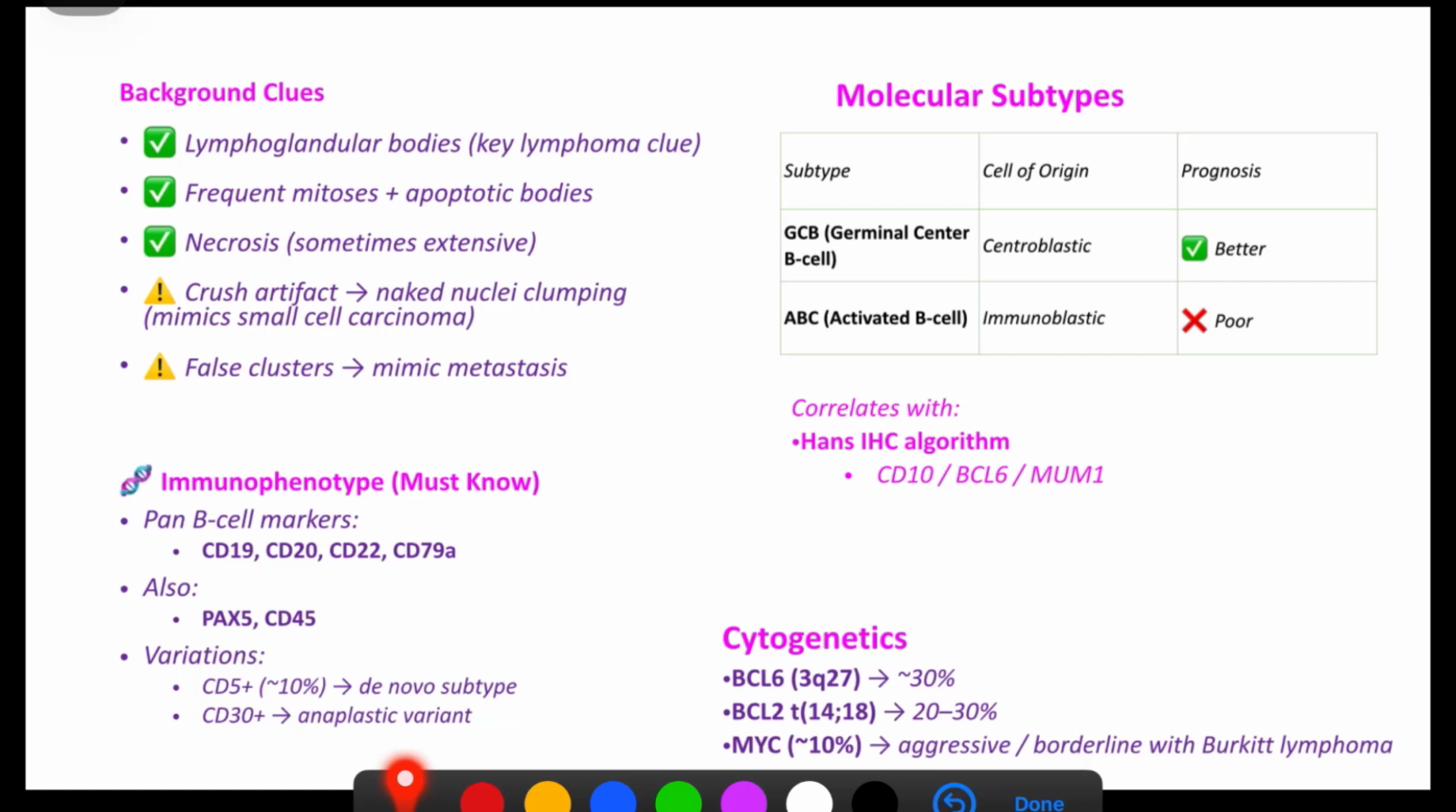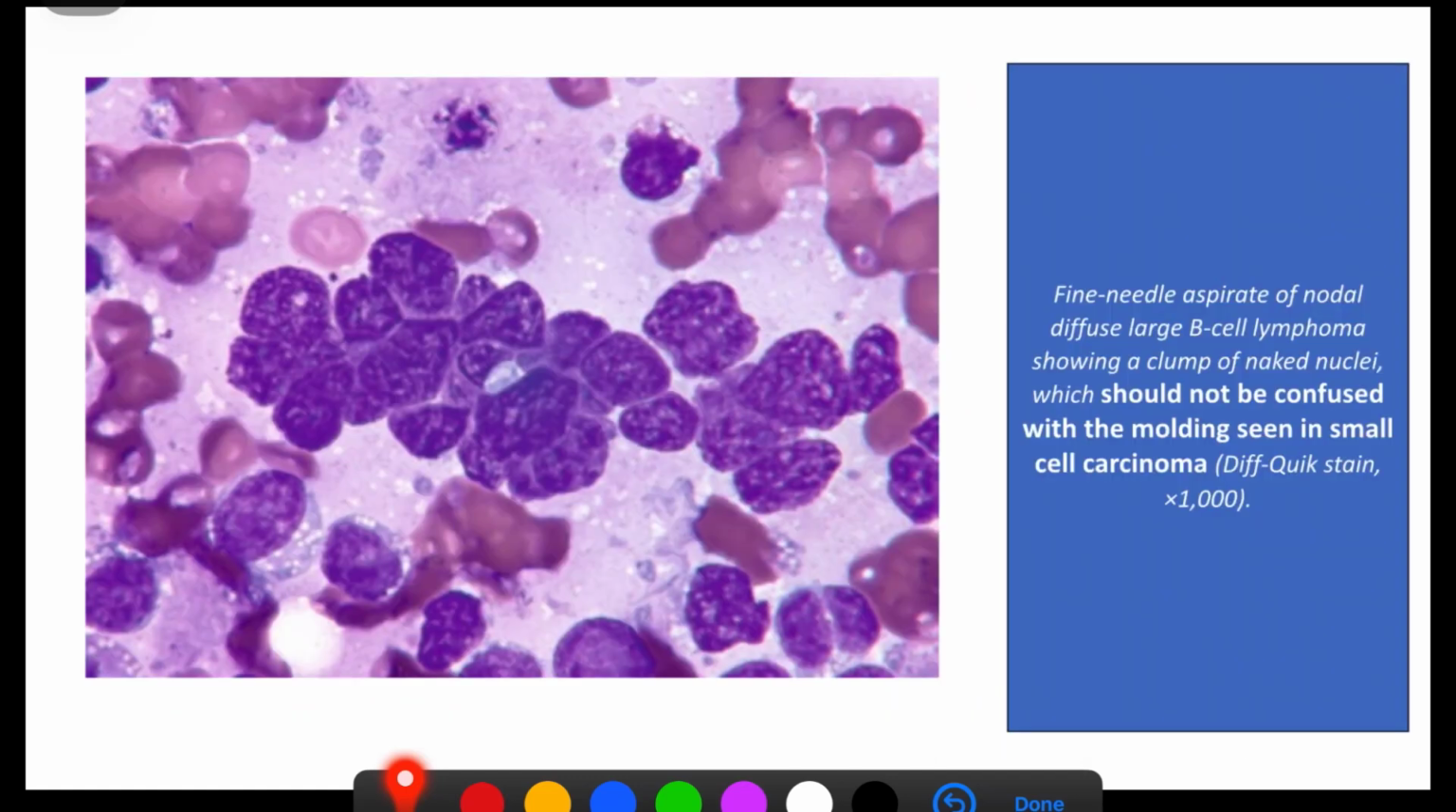Now cytogenetics: mostly 30% of cases show BCL6, which is 3q27, BCL2 t(14;18) in 20 to 30% of cases, and MYC, which is in aggressive or borderline cases with Burkitt lymphoma.